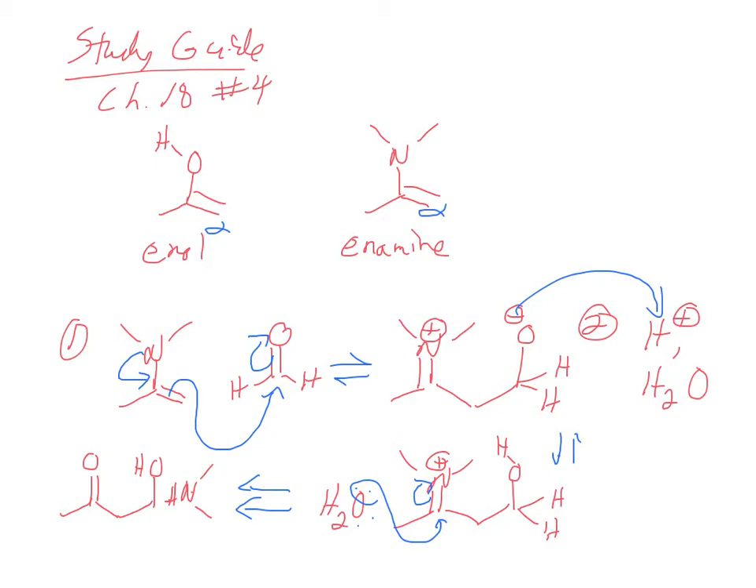Nitrogen's more willing to donate its lone pairs, right? Because remember, in this first step, what do we need to have happen? We need these nitrogen lone pairs to come down to attack, right? And what's more willing to give up its lone pairs, nitrogen or oxygen? Nitrogen. So that's why we make the enamine, just because it increases the reactivity. It's a better nucleophile because it's nitrogen. Nitrogen is more willing to donate its lone pairs. So that's the second part of that.